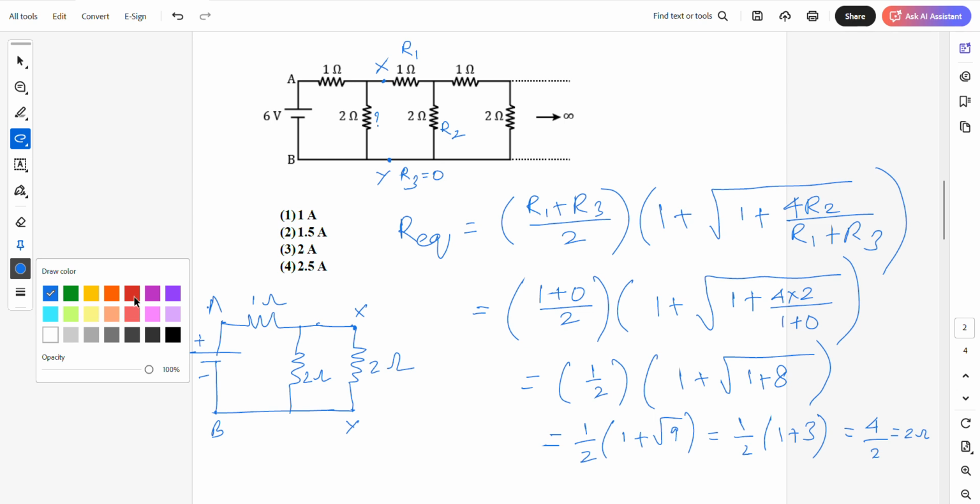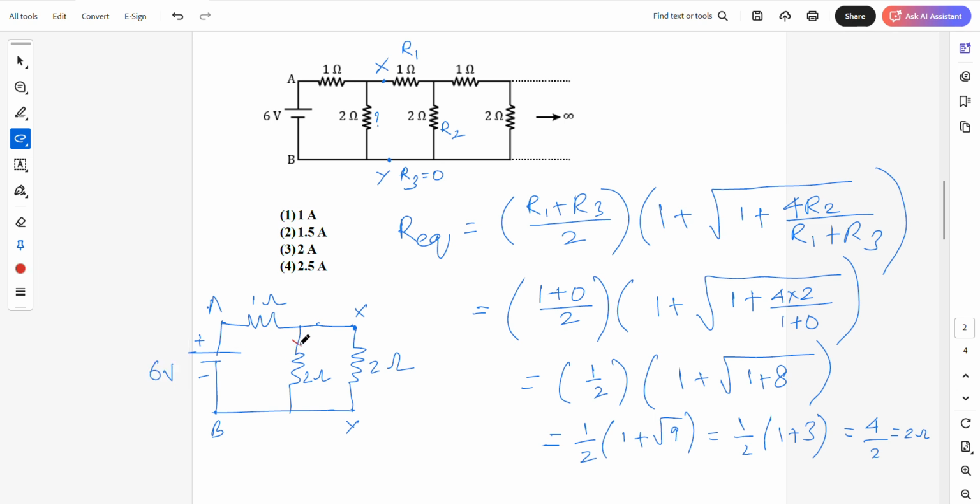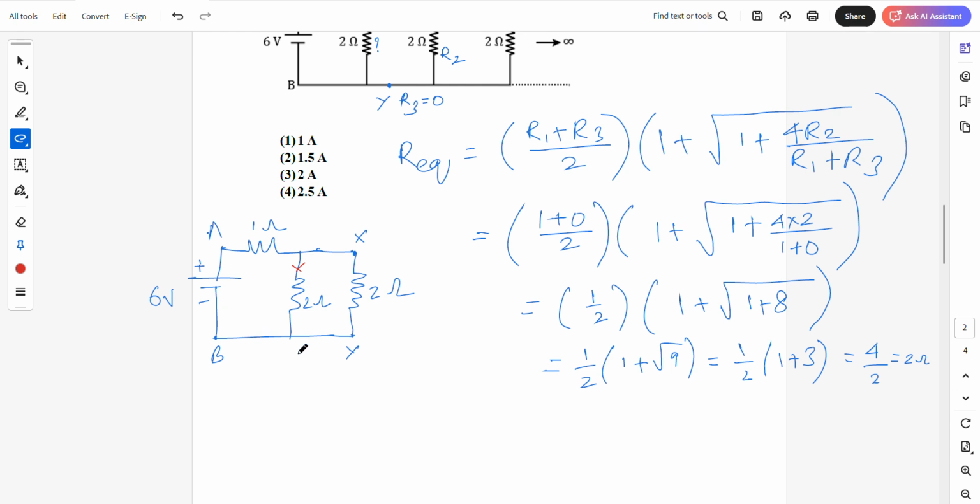What you have to find out is the current flowing here. What is the total resistance? 2 in parallel with 2 is 1, and 1 in series with 1 is 2 ohm. What is the total current flowing here? I is equal to V by R, which is 6 by 2, that is equal to 3 amperes of current flowing.